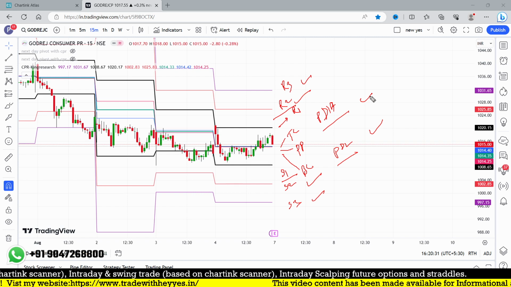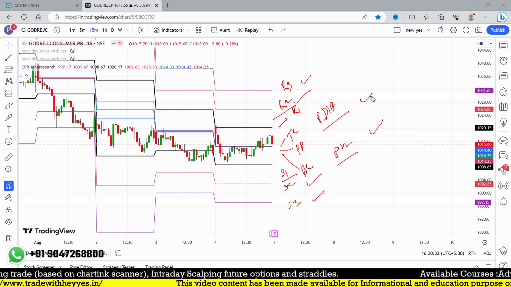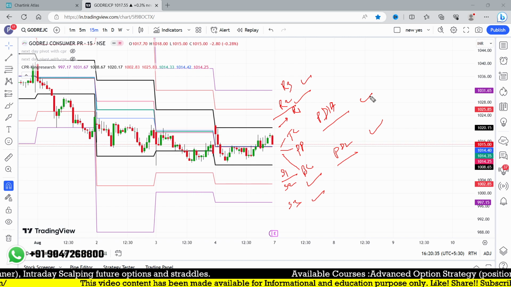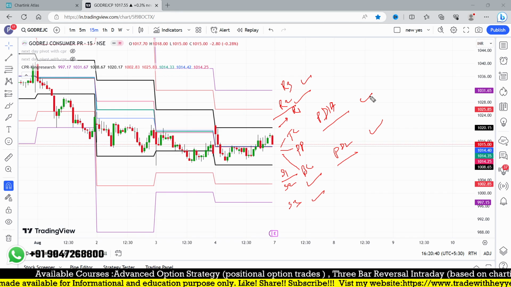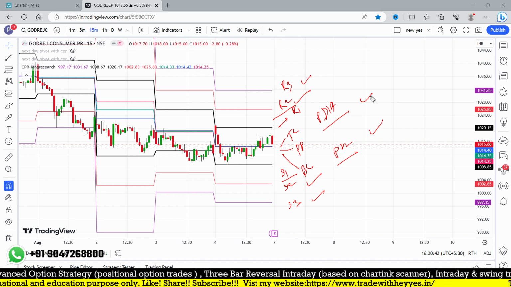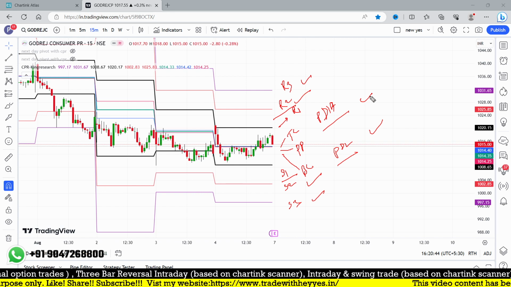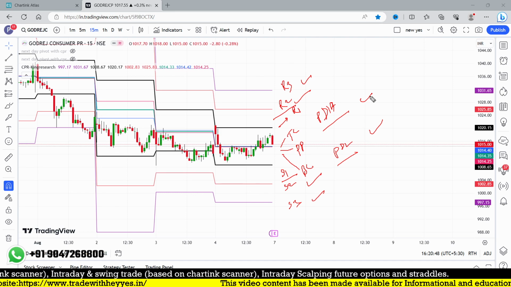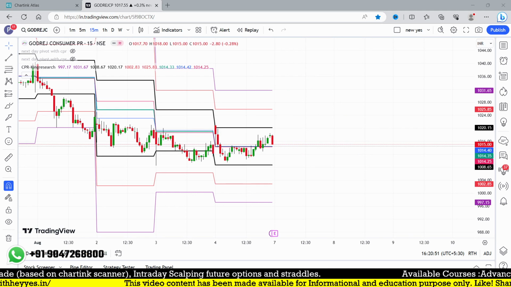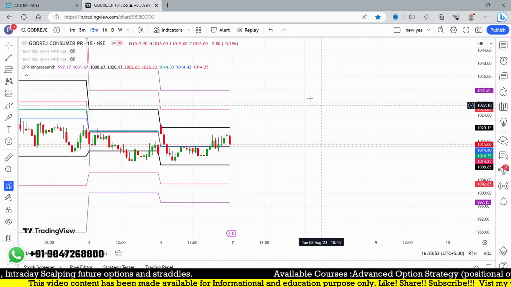After completing all these levels, we can easily find a lot of stocks for trading opportunities. That is the main reason we created this particular scanner. One by one, we are going to discuss in this video series the Camarilla and the CPR. We already completed the Camarilla scanner, so now this is CPR.